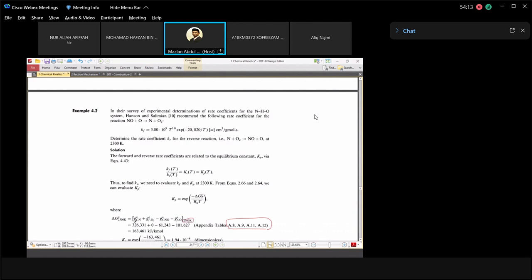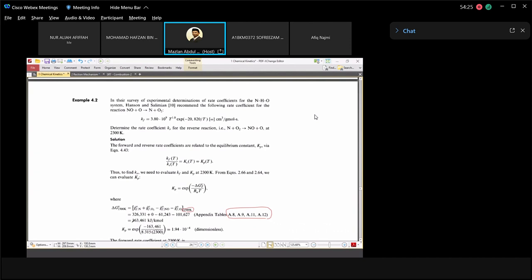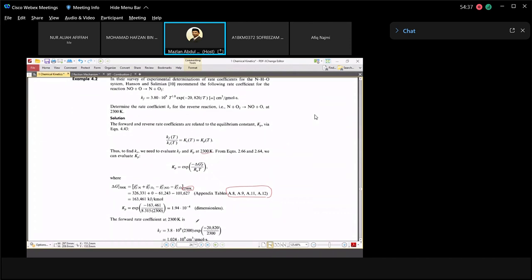Every one of these is written here. Why is this oxygen 0? Because it's 0 at every temperature. So we have delta G equal to 163,461 kilojoules per kilomole. Therefore, Ru is 8.314, and the temperature is what you see here, 2300. Kp is equal to 1.94 times 10 to the power negative 4.